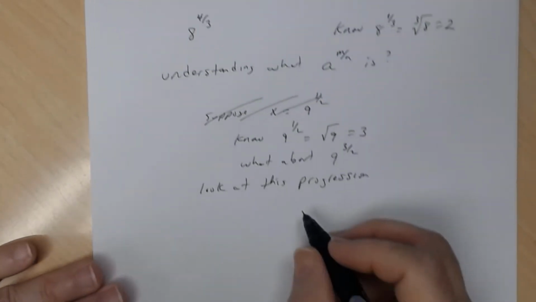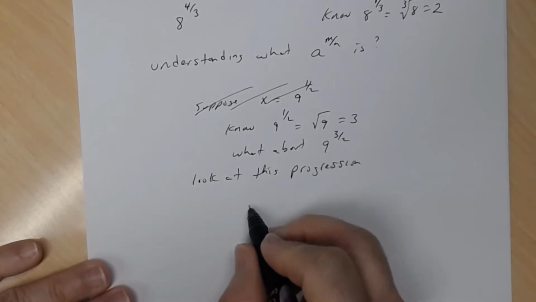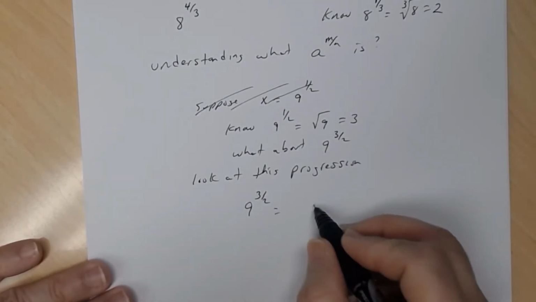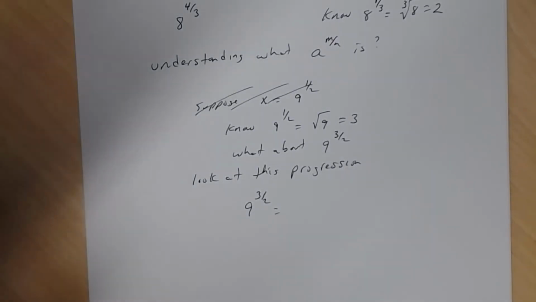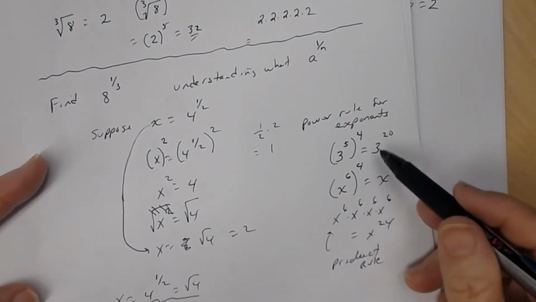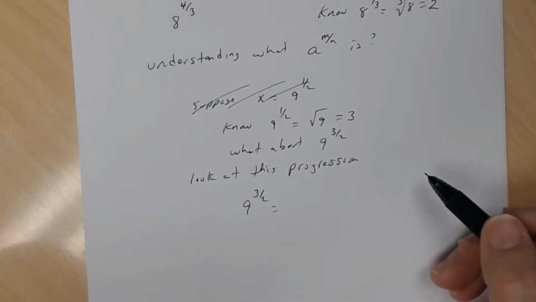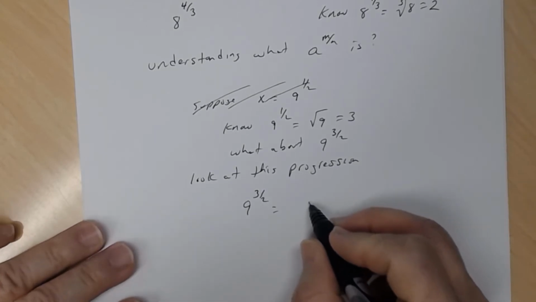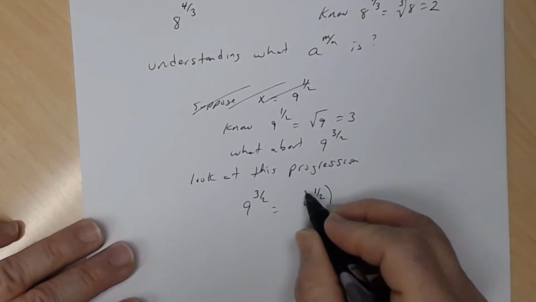Okay, so we know this. All right, so look at this carefully. 9 to the 3/2 is equal to, now remember a while ago we looked at those properties, the power rule and the product rule. So we're going to use this idea right here. We know that 9 to the 3/2 means the same thing as 9 to the 1/2 raised to the 3rd power.